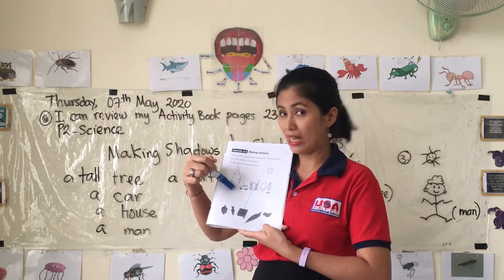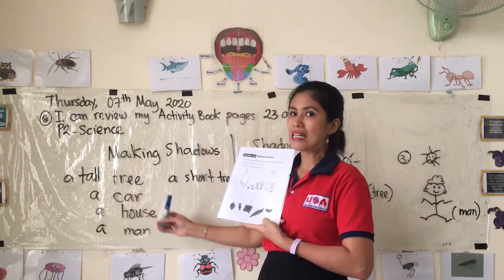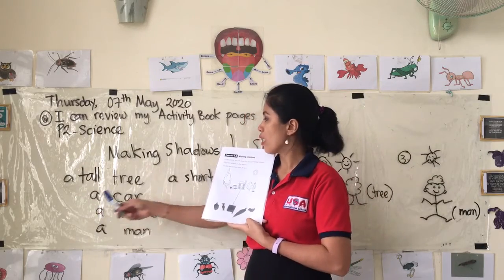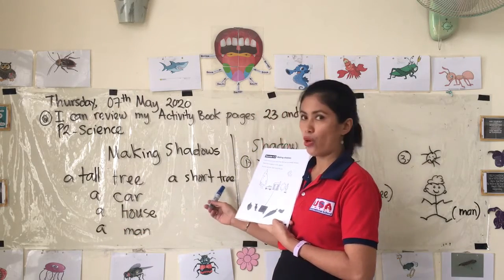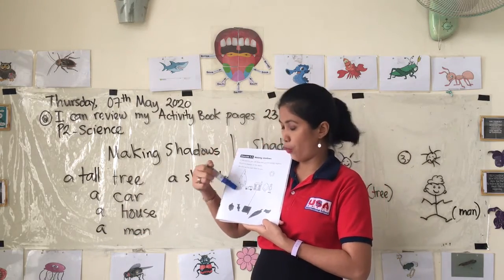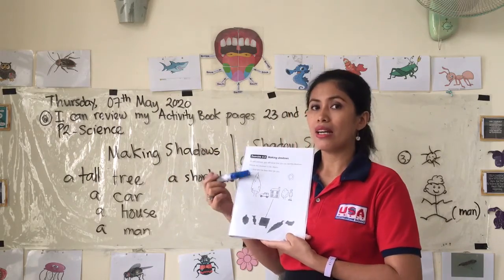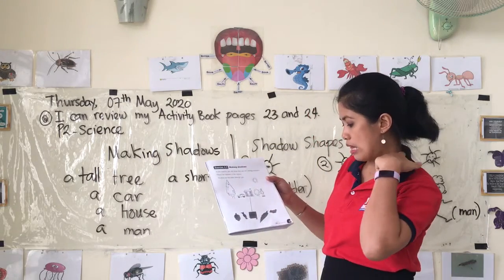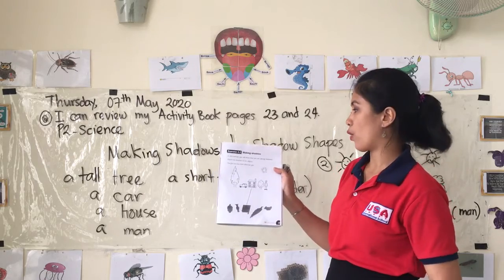Aside from tracing or putting a line, I would encourage you to put the name of the object. So you can write a tall tree, a car, a house, and a short tree, for familiarization and also to practice your writing and spelling of the words. Okay, now we are done with light and dark, page 23, making shadows.